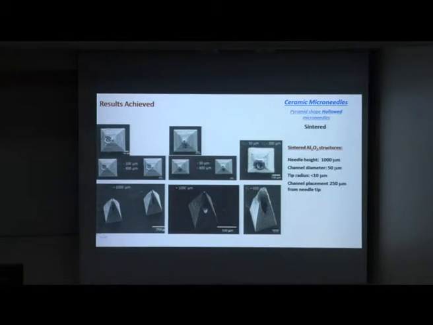So these are the same microneedles but sintered. You can see here that the final hole is about 50 micrometers and the base length 600 micrometers, and here 300 micrometers, so almost half. So this is what we achieved with these sintered alumina microneedles with these dimensions, as I said already. Okay?